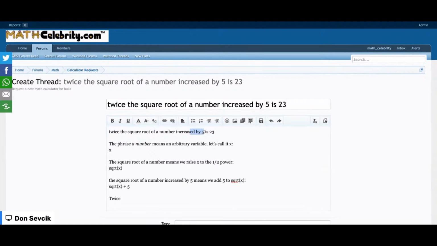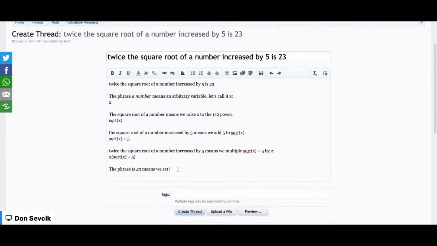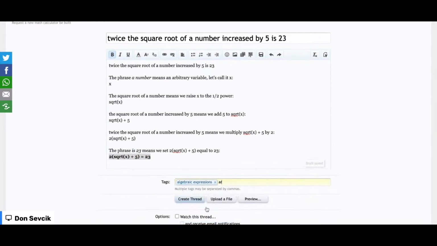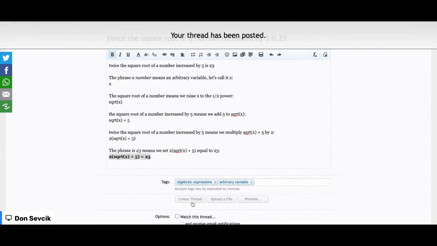Twice the square root means we multiply this by 2. And by the way, we have to wrap this in parentheses because we're multiplying the whole term by 2. And then finally, this little piece here, the phrase is 23, means we set this equal to 23, and we are done. That's that. Algebra expressions, we got an arbitrary variable. Boom. All right.